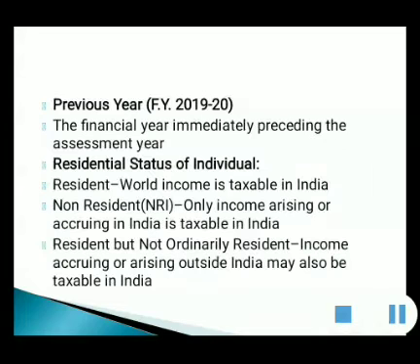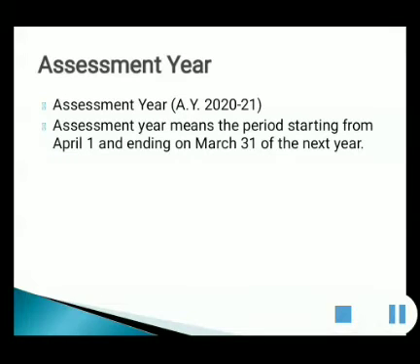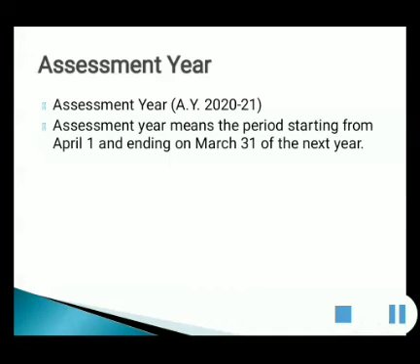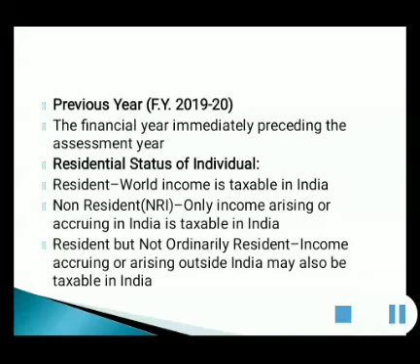So what will be our previous year? The financial year immediately preceding the assessment year. So the assessment year currently is 2020-21, and the previous year is 2019-20. It is immediately preceding the assessment year, and it will start on April 1st and end on 31st March. So this is assessment year and previous year.